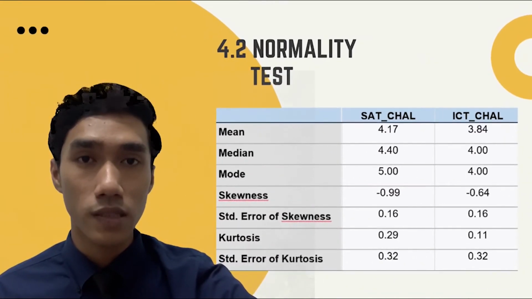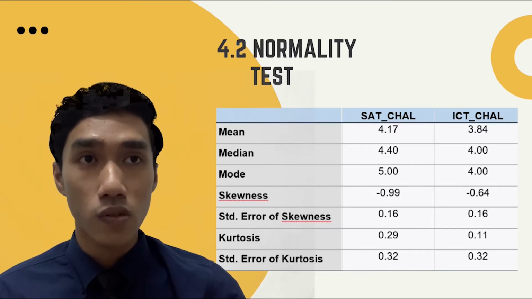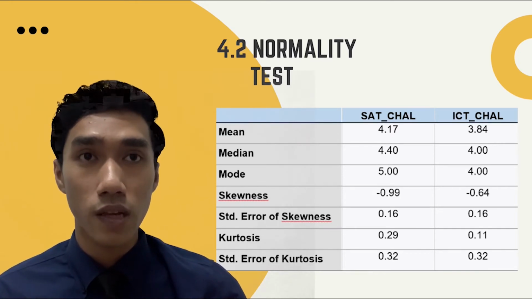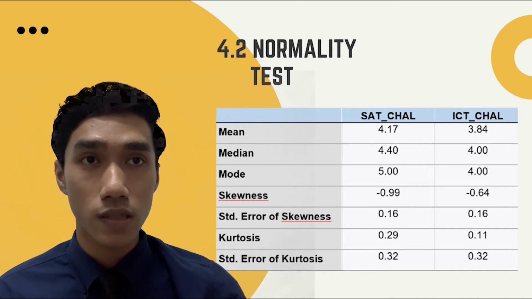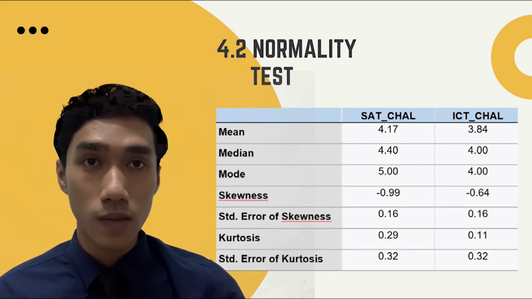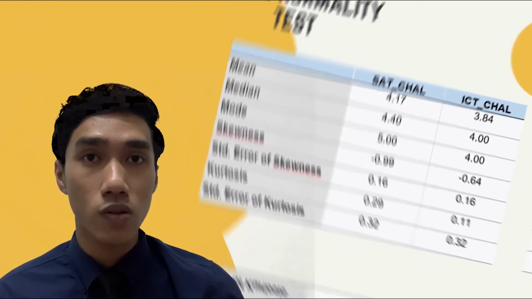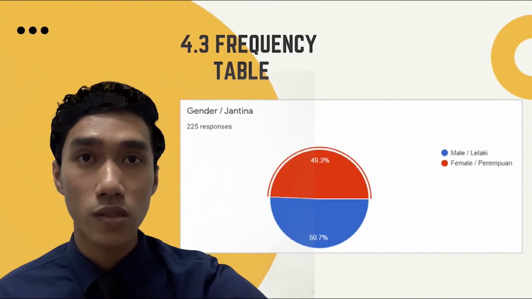Next is the normality test. The kurtosis score for SAT challenge is 0.29 and its skewness is negative 0.99, while the kurtosis value for ICT challenge is 0.11 and its skewness is negative 0.64. Kurtosis and skewness values for both variables are within the range of plus minus 3, so the sample is considered normal. Next we go to the frequency table.